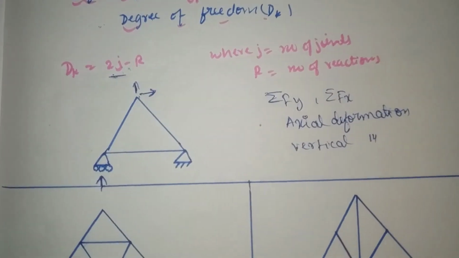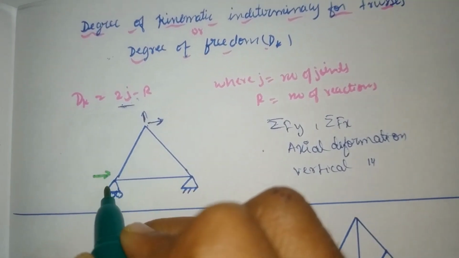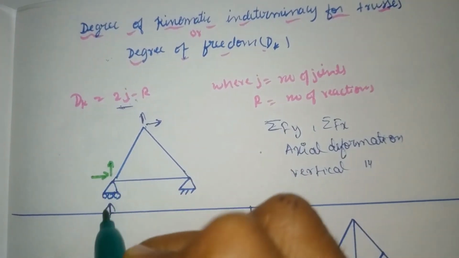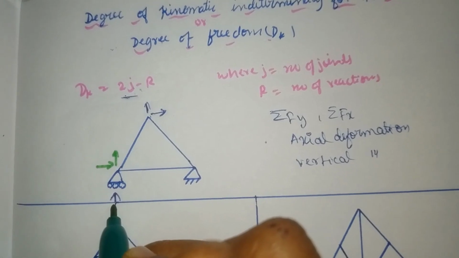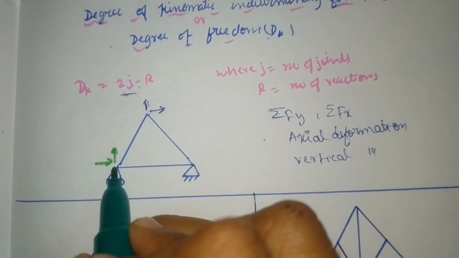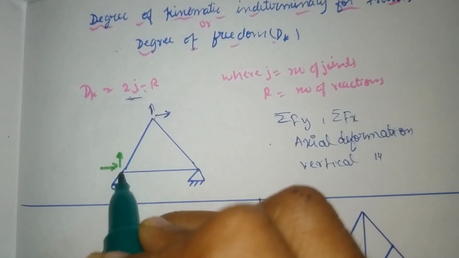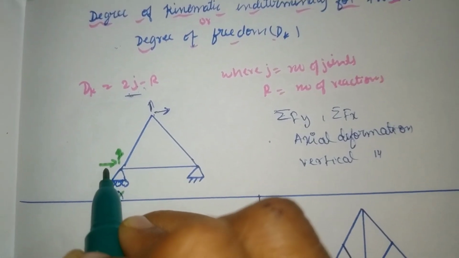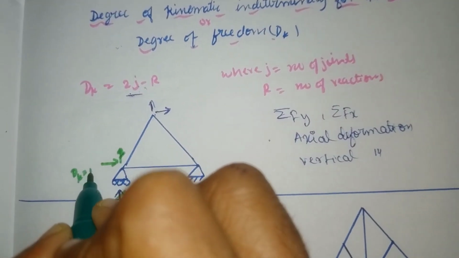But at any joint, if you take this joint, how many possible deformations are there? Two. One is horizontal and another is vertical. In the reaction, a vertical reaction is there, and in deformation also the vertical deformation is there. So both will get cancelled with each other. Only one horizontal deformation remains. So dk at this joint is 1.